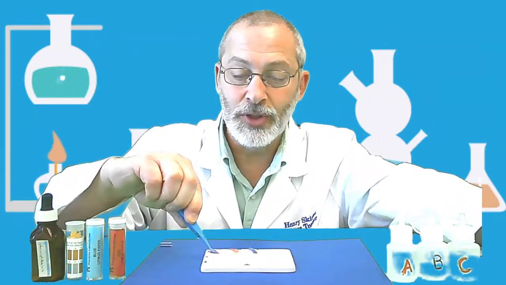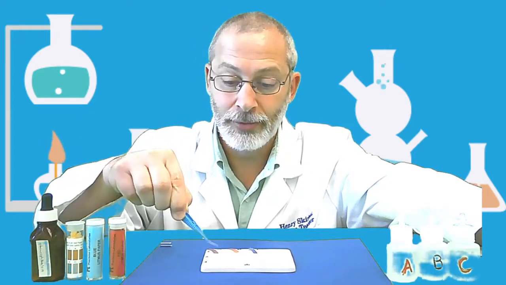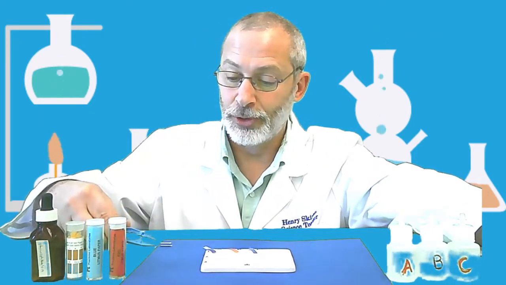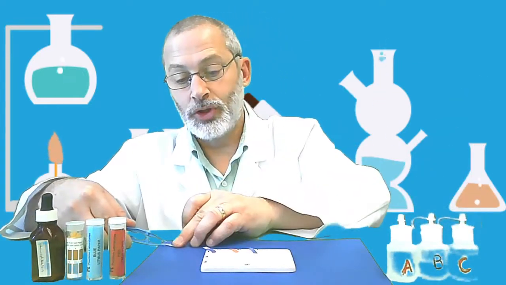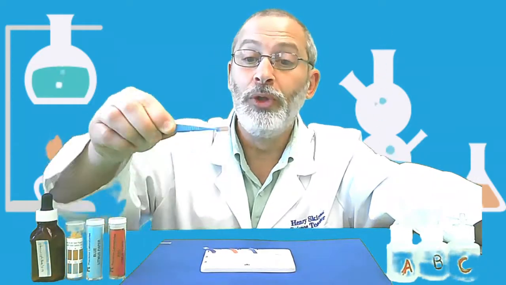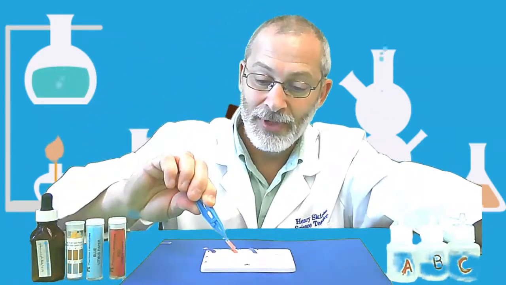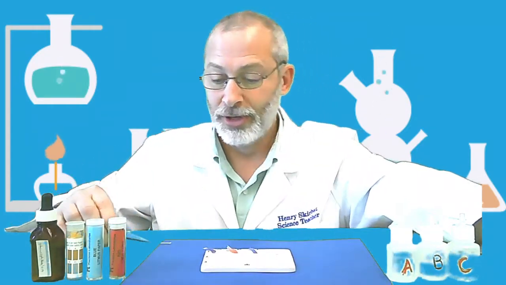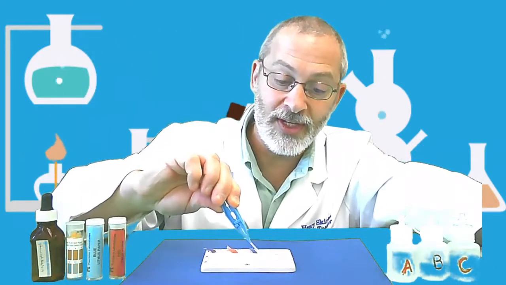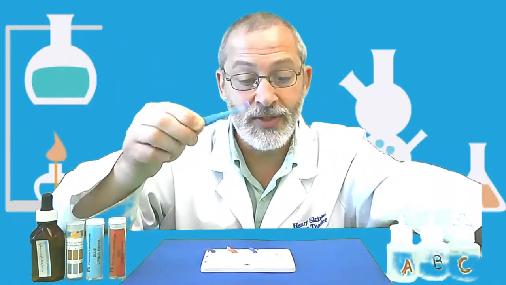Blue litmus paper stays blue. Solution A, the blue stays blue. Solution B, the blue litmus paper turns red. Can you see that? The blue litmus paper turns red. And finally, solution C, the blue litmus paper stays blue.